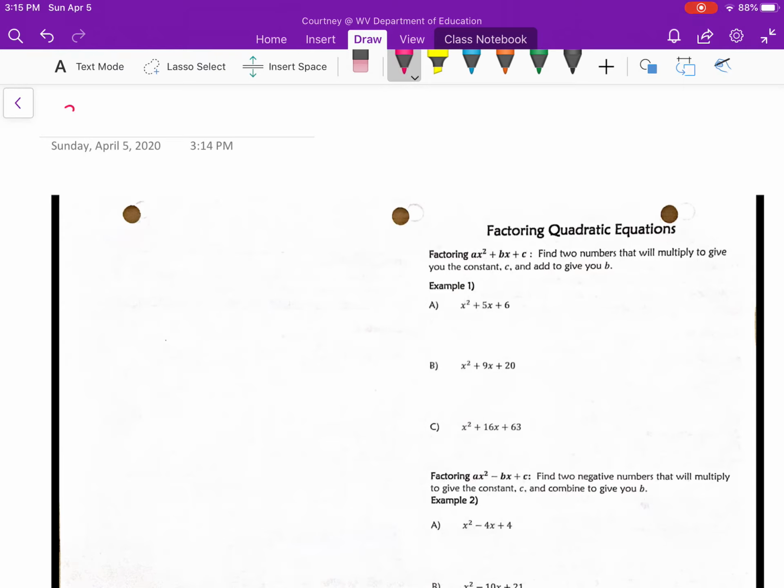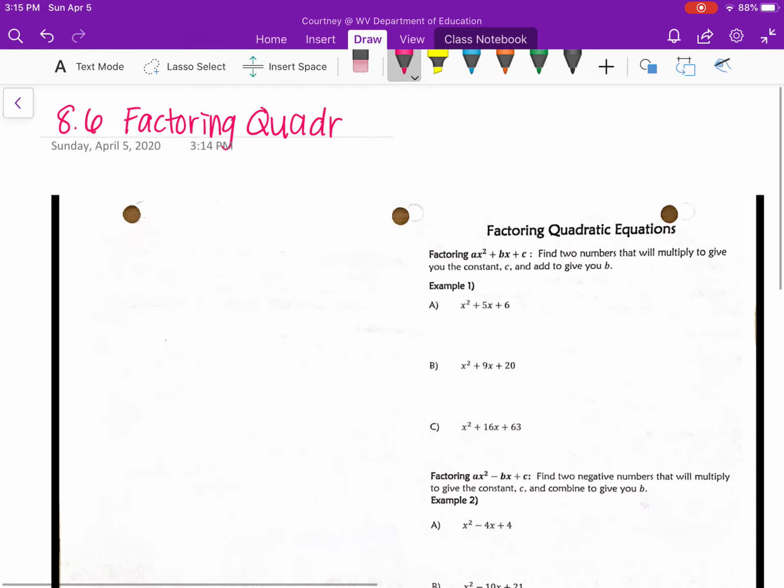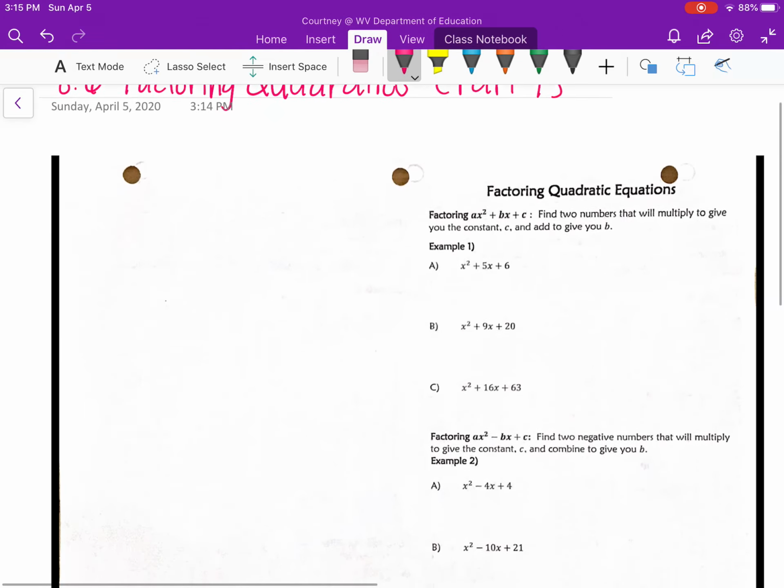But today we're starting section 8.6 of the notes, which is called Factoring Quadratics. And this is actually part 1. We will cover part 2 next week. This is just the beginning.